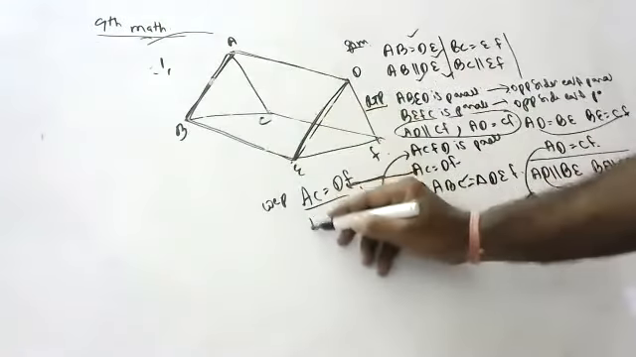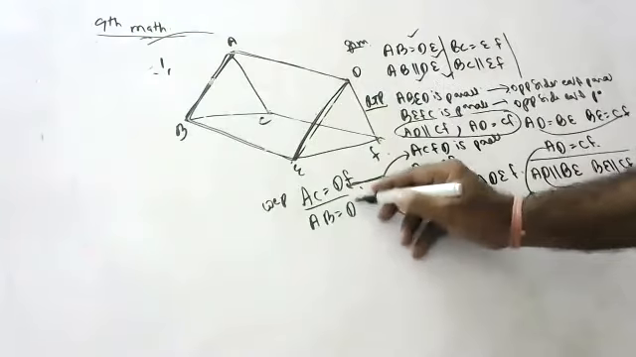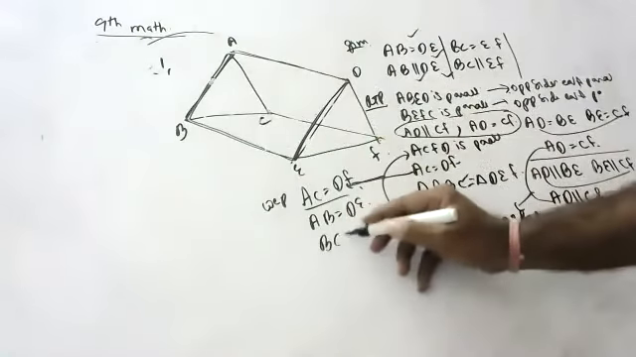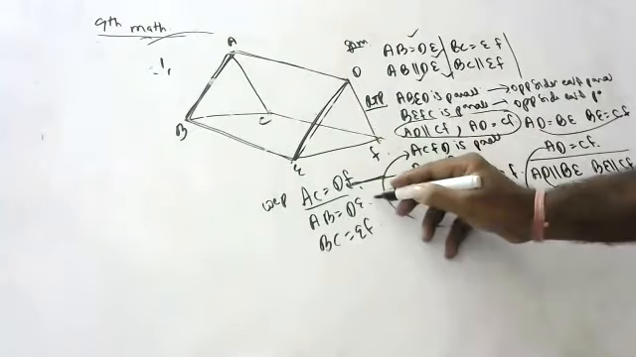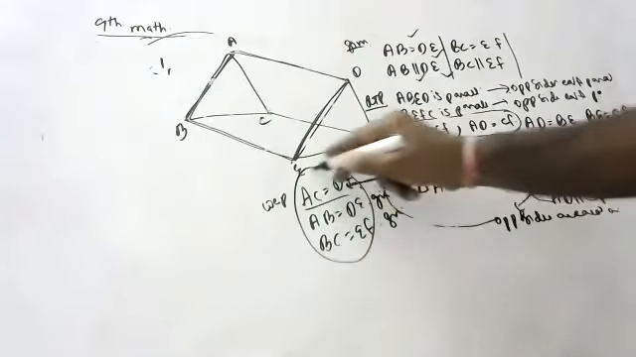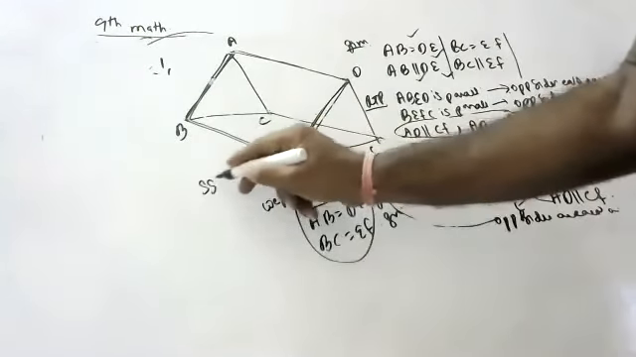AB is equal to DE, they gave. BC is equal to EF, they gave. It is given, it is given, and we proved AC equals DF. By SSS congruency, triangle ABC is congruent to triangle DEF.